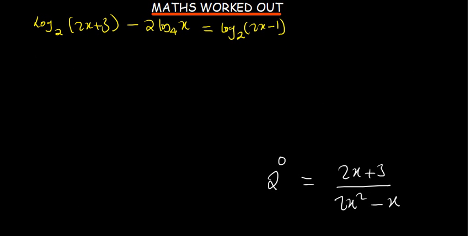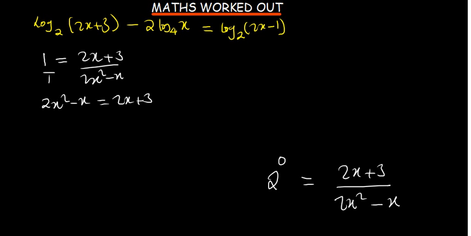So 2 to the power 0 is a 1, and that is equal to 2x plus 3 over 2x squared minus x. Cross multiply. It's going to be 2x squared minus x is equal to 2x plus 3. Take like terms to the same side. 2x squared. If the 2x comes this side, it becomes negative, so that will be negative 3x. And then the negative 3, and that is going to be equal to 0.